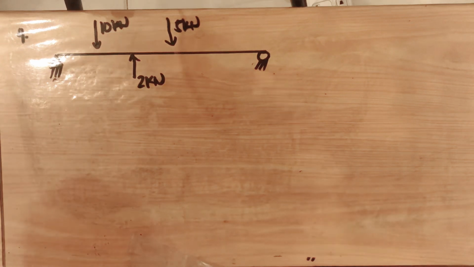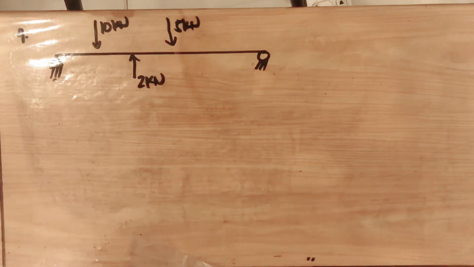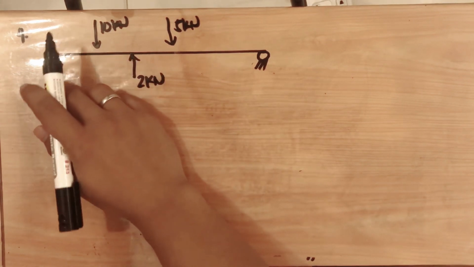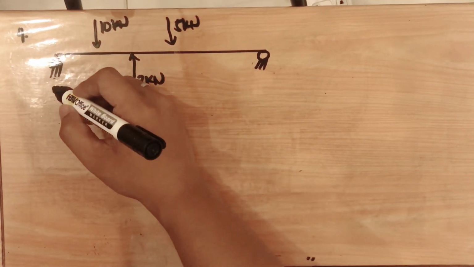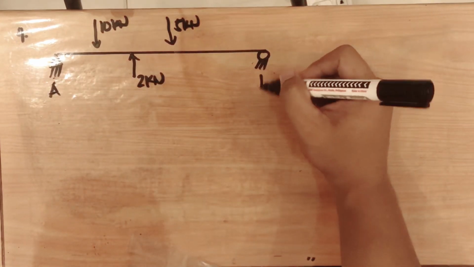So for problem number 4, draw the shear and moment diagram of the beam shown and determine the shear maximum and moment maximum of the beam. So for the given problem, we have a support from A to E.